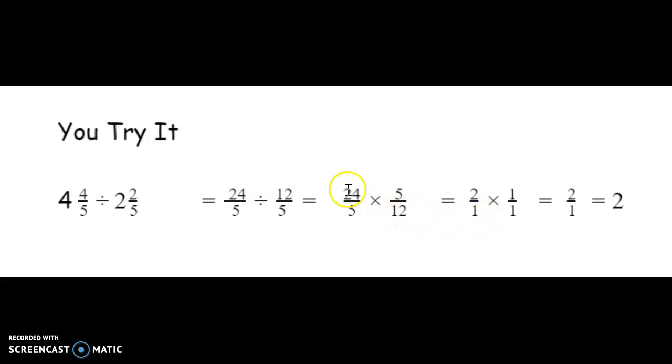We can also cross cancel on this side with the 12 and the 24. How many 12s fit into 12? 1. And how many 12s fit into 24? That became our 2. Now we simply multiply across. 2 times 1 equals 2, and 1 times 1 equals 1. We know that when we have 2 over 1, it simply means 2.